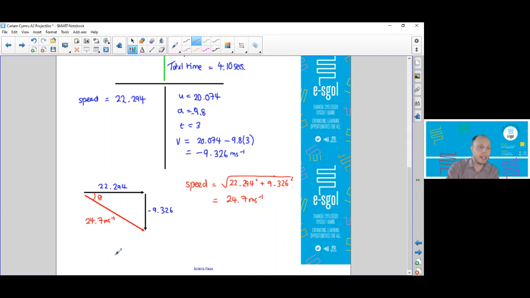Okay, that's what it's really doing. And the angle that it's coming down at is going to be tan minus 1 of 9.326, which is our opposite, over 22.294, which is our adjacent, and that's an angle of 22.1 degrees. Okay. Now that's just a freeze frame, a snapshot when the time is 3.